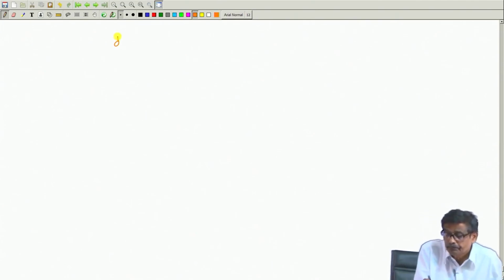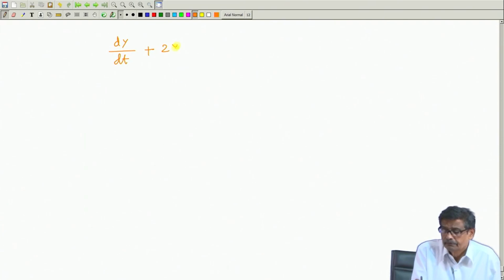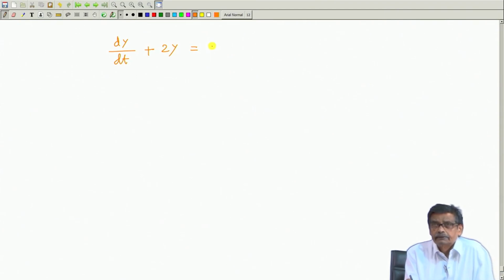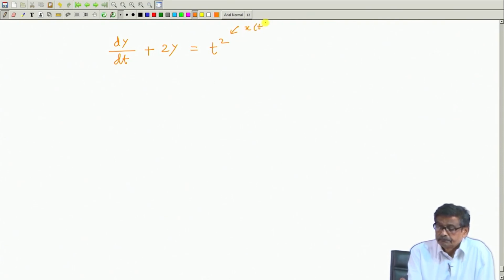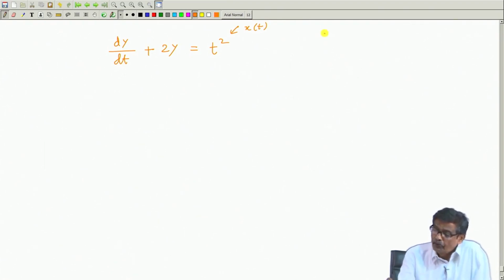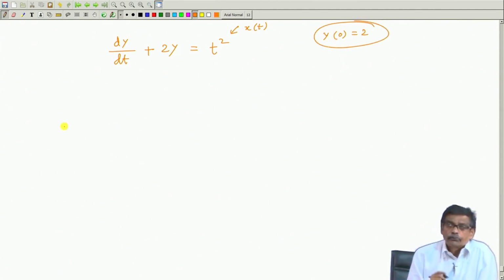For example, you have a differential equation dy/dt plus 2y is equal to, say, t square. This is my x(t). I have to solve this differential equation, and the boundary condition is given, y(0) is equal to, suppose, 2. Solve for y(t), that is what I have been told. Now, I will write it down in one stroke. I am not going to use any integration like that.